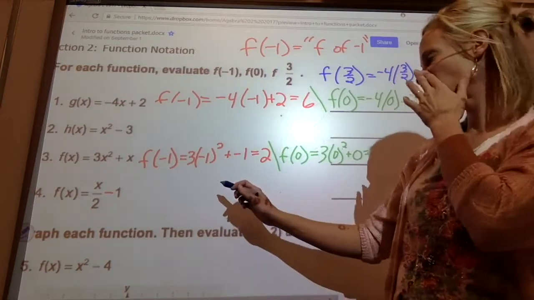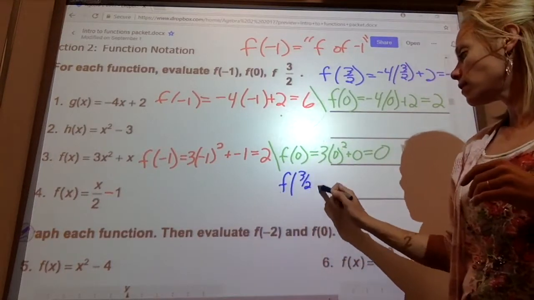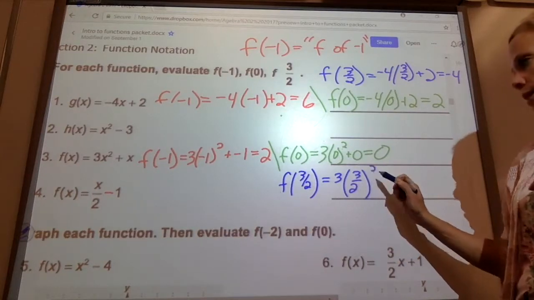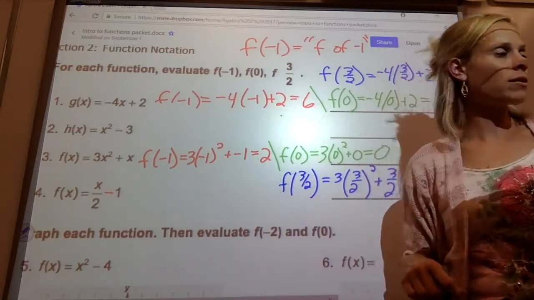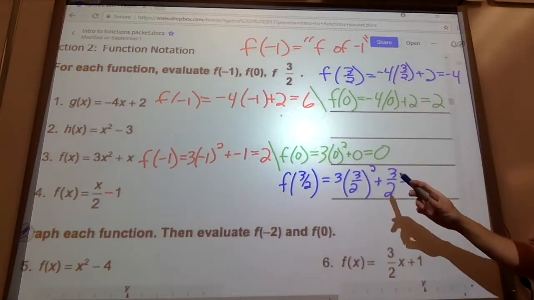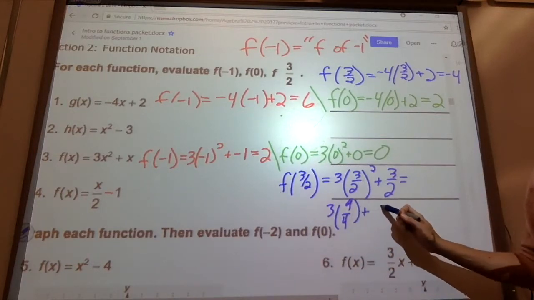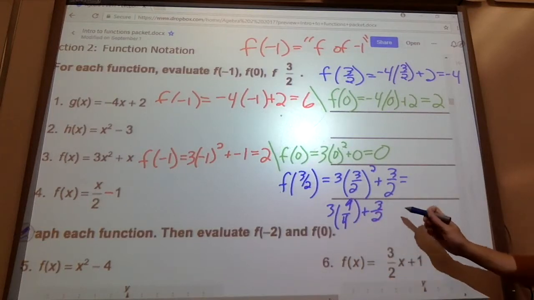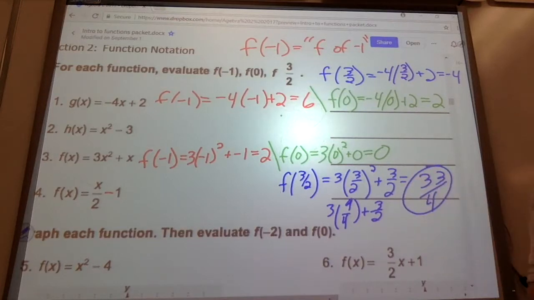And the last one, I think we just do one more. I would have 3 times 3 halves squared plus 3 halves, which you'd want to use a calculator for, I would. But I like a challenge. 3 times 9/4 would be 27/4. 27/4 plus 6/4 would be 33/4. But you can use a calculator. Go ahead. That's fine.